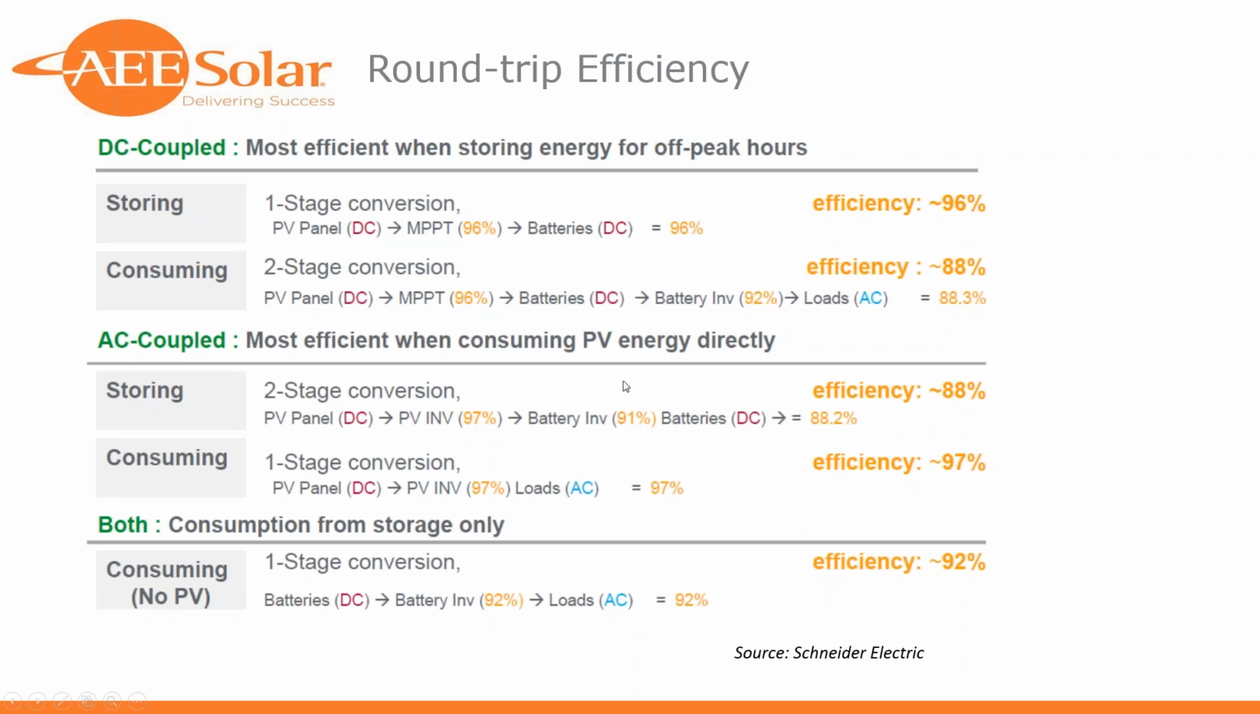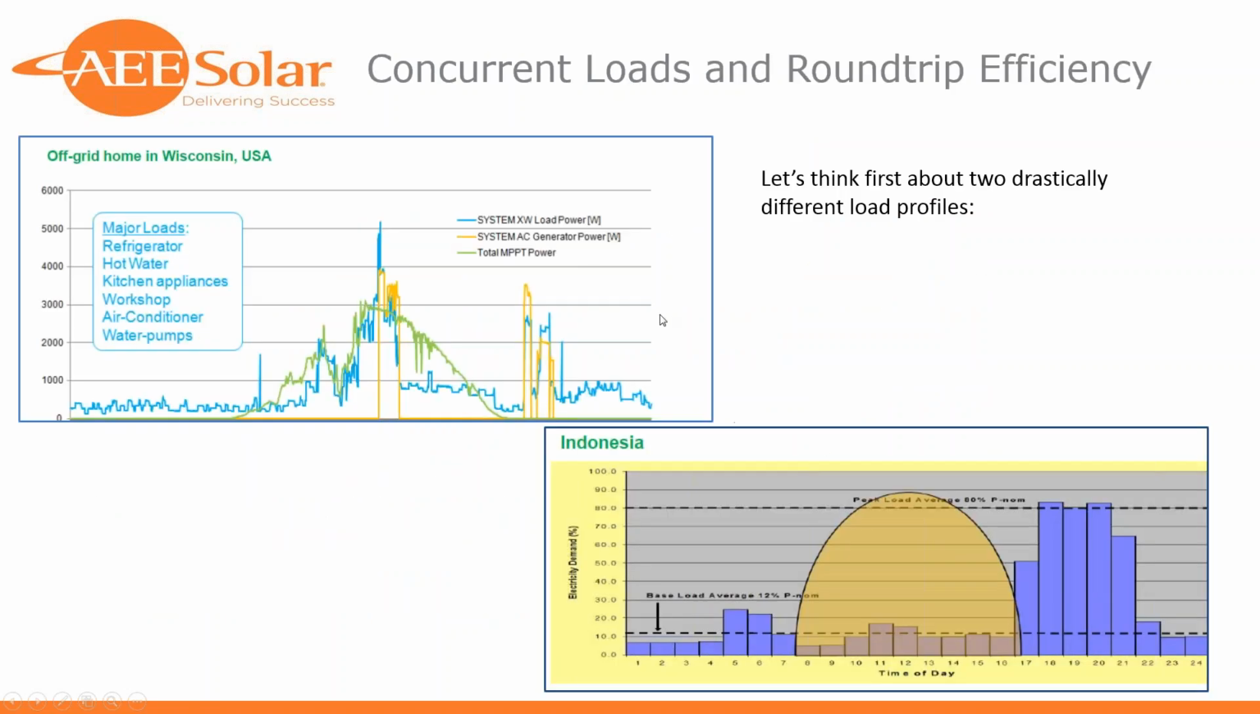You've really got to think about, in each of these scenarios, what's your proportion? How often are you in each of these cases? In a DC coupled system, how often are you storing for later versus consuming at the same time? In an AC coupled system, how often are you consuming versus storing? So I go back to this slide, and in this instance where loads are concurrent, you're probably better off going with an AC coupled system, because you're going to be in a single stage conversion more often.